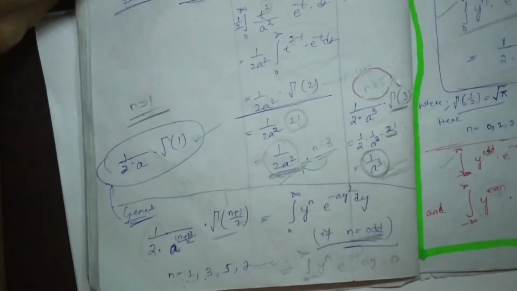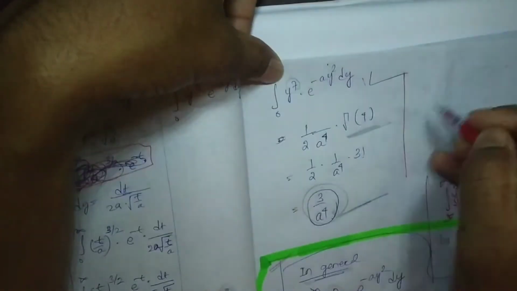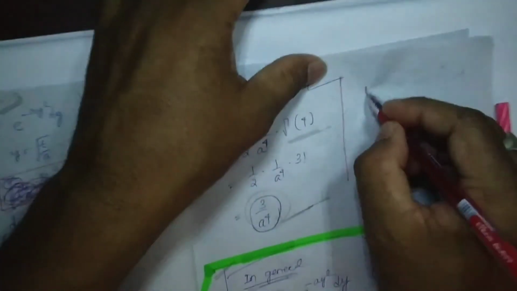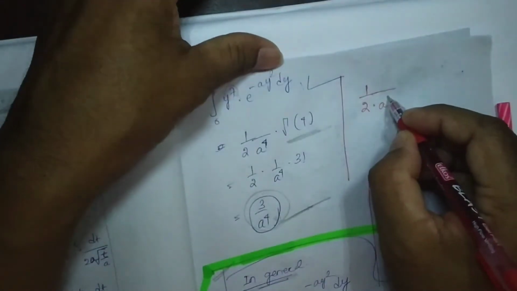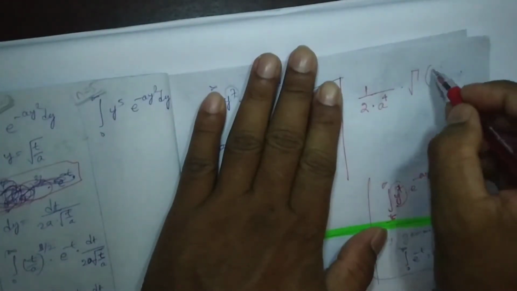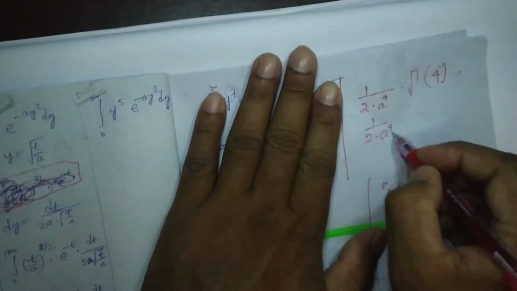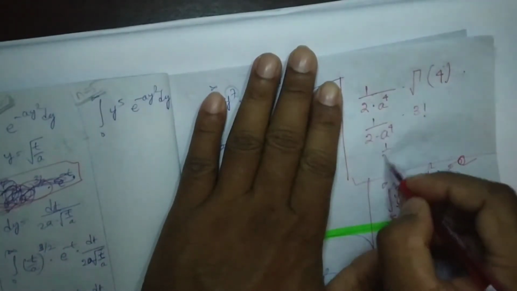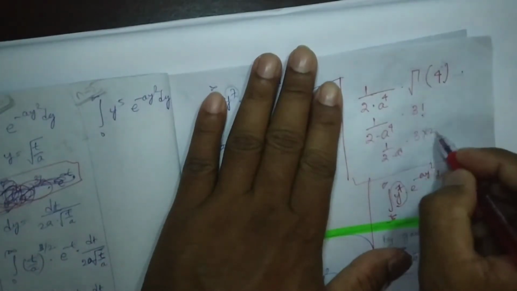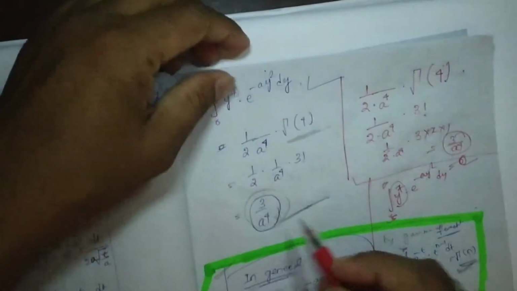Likewise, if we consider n equal to 7, what is the formula? You just recall, 1 by 2 into a to the power (7 plus 1) by 2, that means a to the power 4, into gamma of (7 plus 1) by 2, which will be gamma 4. So this will be 1 by 2 into a to the power 4 into gamma 4, that is 3 factorial, right? 3 factorial means 3 into 2 into 1. So here 2 got cancelled, so 3 by a to the power 4.